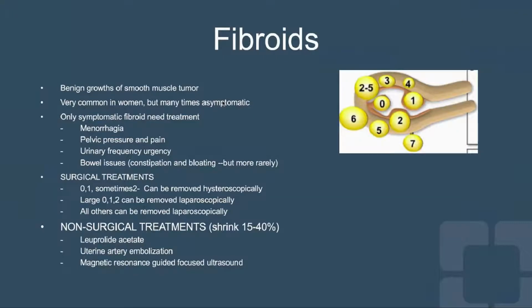So fibroids, we talked about briefly, are benign growths of smooth muscle tumor. They're very common in women. Even 80% of women have been shown to have fibroids on autopsy. However, some of these were very, very small. But many times these are asymptomatic, and indeed 15 to 20% of women with fibroids visualized on ultrasound will be asymptomatic. So that's not even including all of that 80% of women that have it, just the ones found on ultrasound. Only symptomatic fibroids need treatment.